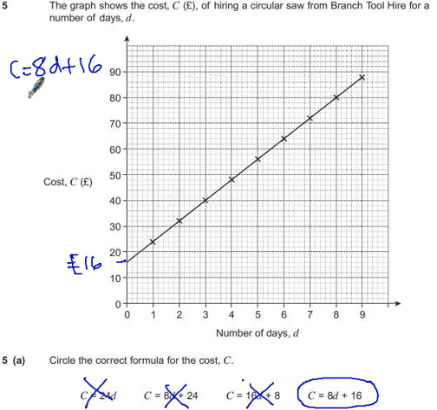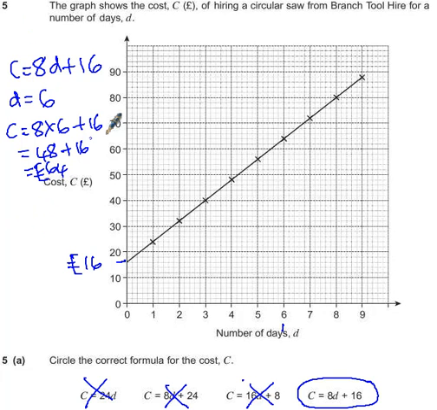Now let's just check whether that is right or not. Let's pick 6 days here. So when D is equal to 6, the cost is equal to 8 times 6 plus 16. 8 times 6 is 48, plus 16, is £64 for 6 days. So that is £64 that we've got there for 6 days, and that's correct. 60, 62, 64. So we've got our correct formula.